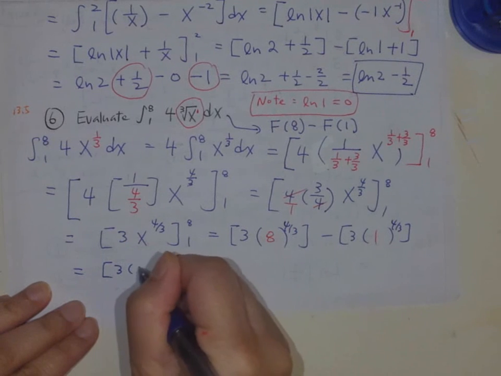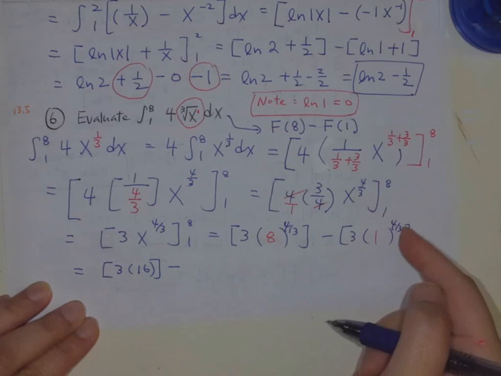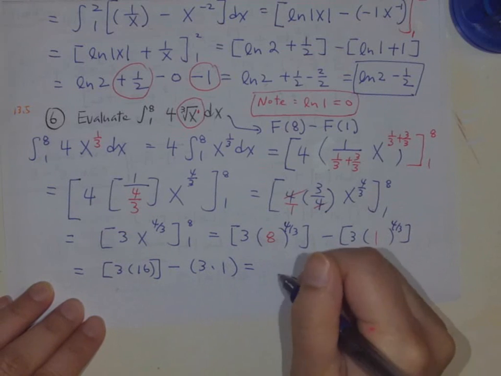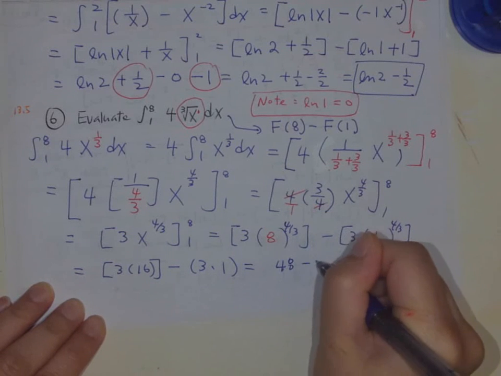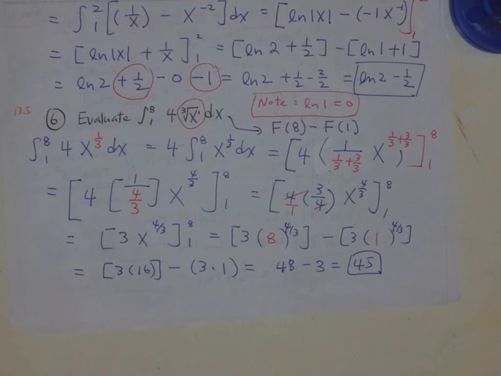So 3 times 16, minus 1 to any power is just 1, right? 3 times 1. So 3 times 16 is 48 minus 3. Final answer is 45. Okay, so it tests you on a lot of basic math skills and also your integral skills and plugging it in. Alright, that's the end of that.